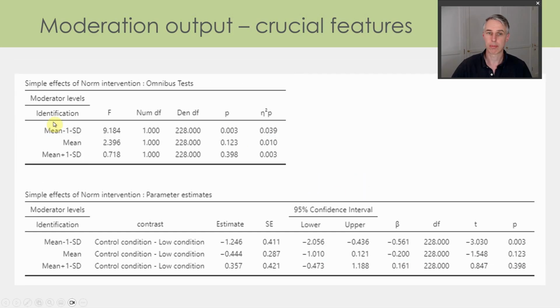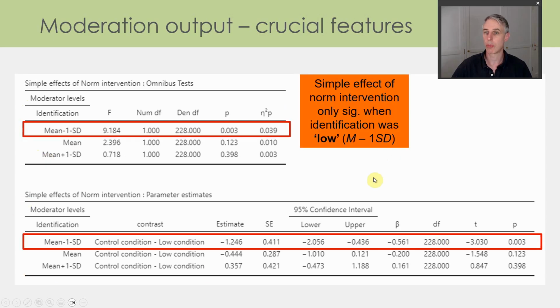Let's look at the simple slopes. Again, this is the ANOVA version and the regression version of the output table, but again, it's redundant information. It's the same information. So what do we see here? Let's look at the simple effect of the norm intervention whenever identification was low, when people didn't identify very strongly with the group. There, the effect of the norm intervention is actually significant. And it's only significant when identification is low, not when identification is at its mean level or when it's high, which goes against the prediction of the researcher.